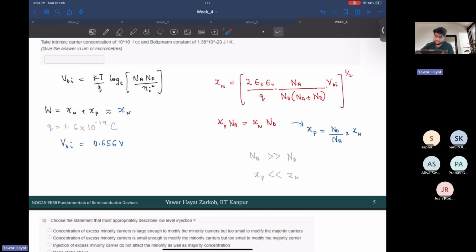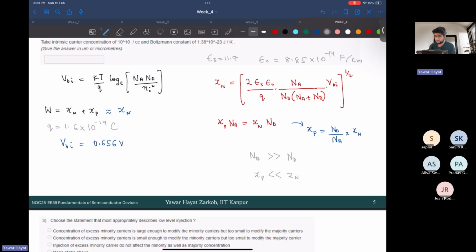Oh no, don't keep it in SI since we have per centimeter cube. I mean, this is in CGS. So the value of epsilon naught that you'll use is 8.85 into 10 to the power minus 14 farad per centimeter. This would take care of the units. And your epsilon s would be 11.7, the dielectric constant of silicon.